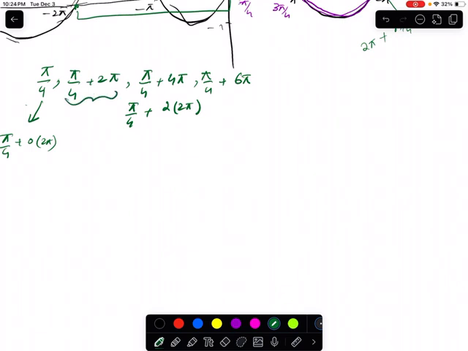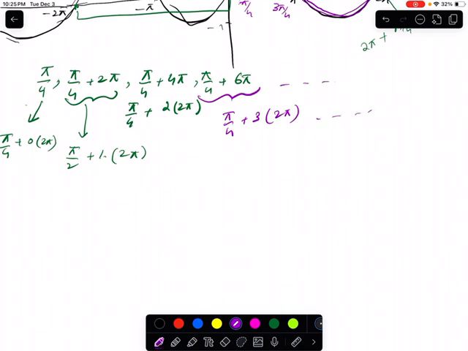This one can be written as pi over 4 plus 1 into 2 pi. Then the next one, as I just showed you, is pi over 4 plus 2 into 2 pi. Now this one can be thought of as pi over 4 plus 3 into 2 pi, and so on. So you can see there are infinitely many.